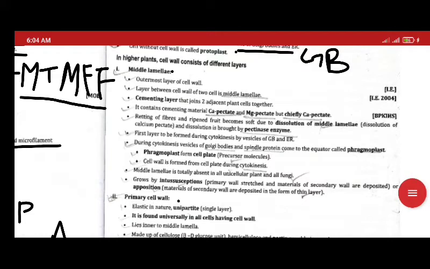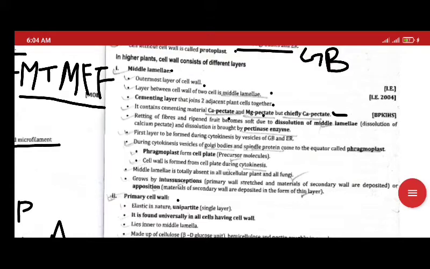Now first go to the primary cell wall, which contains the outer layer, and this is adjacent between two cells. So between two cell walls there is the middle lamella, a connecting layer between cells. Now, what is it made of? Calcium pectate, calcium magnesium pectate, mainly calcium pectate. You can remember that calcium helps to make bone.